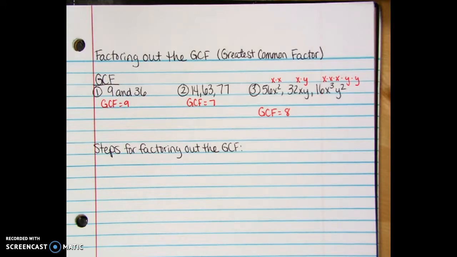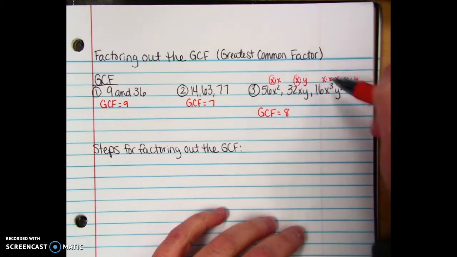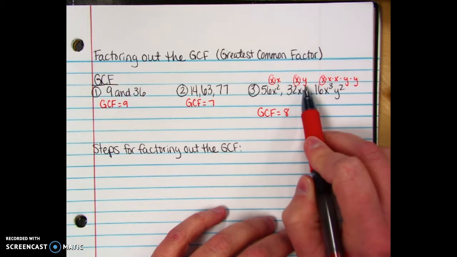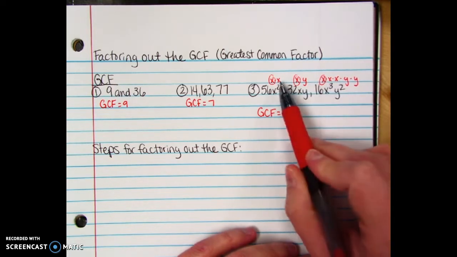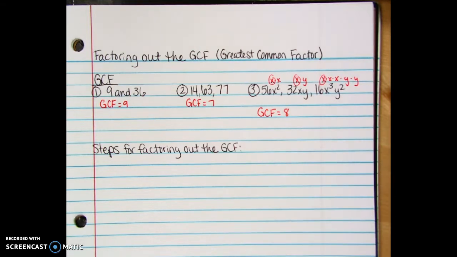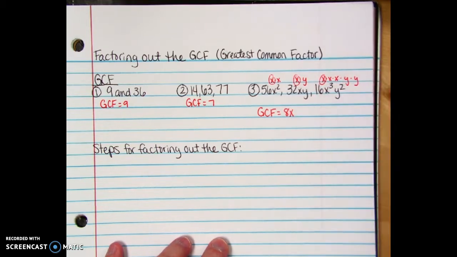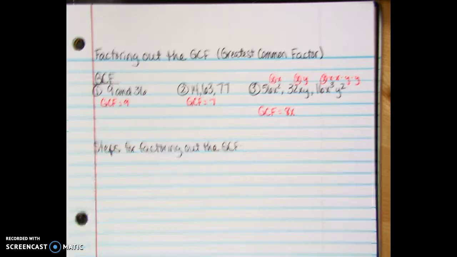And then we look at those and see what they all have in common. Here I see there's an x, an x, and an x. I know this has another x, but this one doesn't, so I don't have another x in common. These 2 have y's, but this one does not, so that is not included in the GCF either. So the GCF is 8x. And that's it for that part.